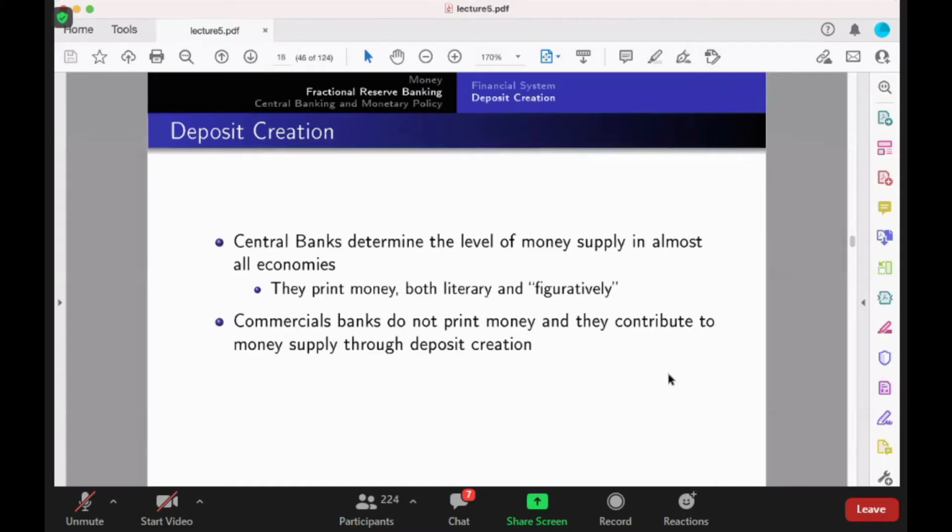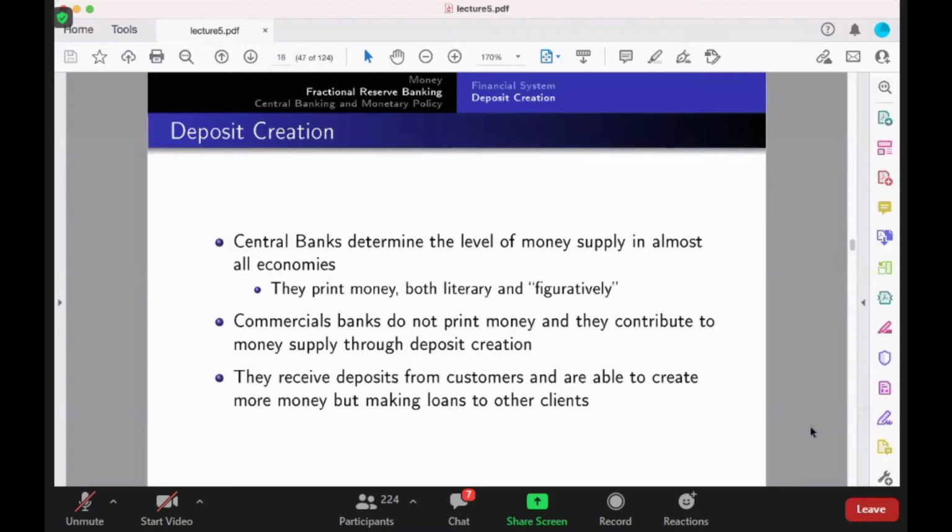So it is only the central bank that is mandated by law to do what? To print money. But we'll see that commercial banks can contribute to the money supply and money creation process through their deposit creation activities. So that's where the word figuratively comes in.